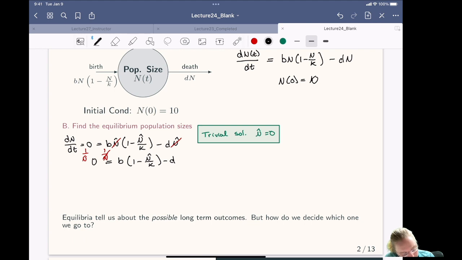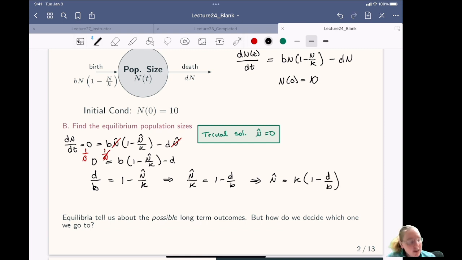Well, let's move d to the other side of the equation and divide by b. So we have d divided by b is equal to 1 minus N hat over K, which implies that N hat over K is equal to 1 minus d over b, or that N hat is equal to K times 1 minus d over b. All right, so there's another way to write this.